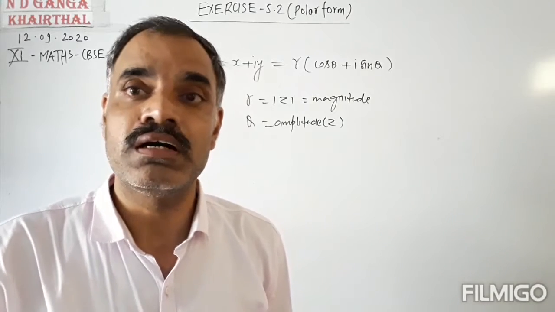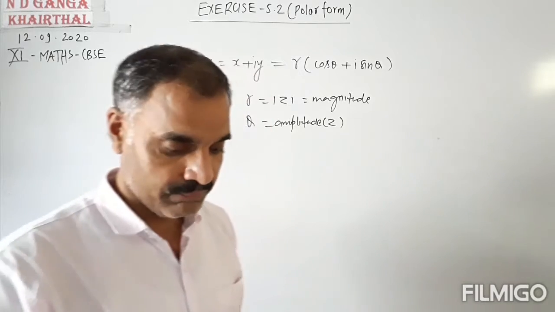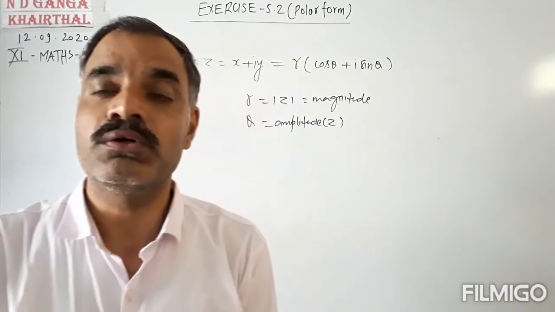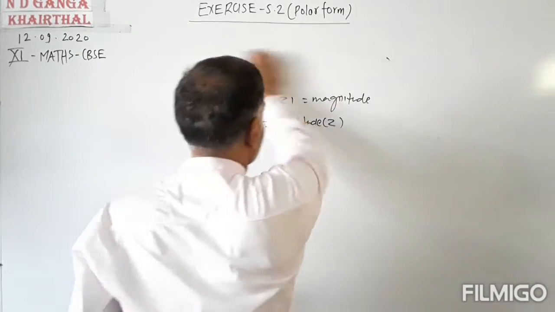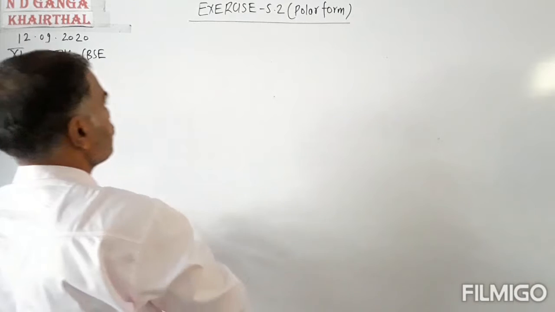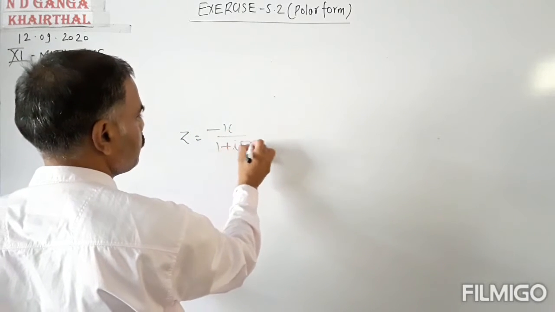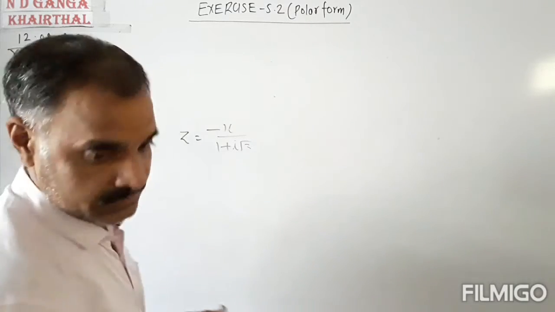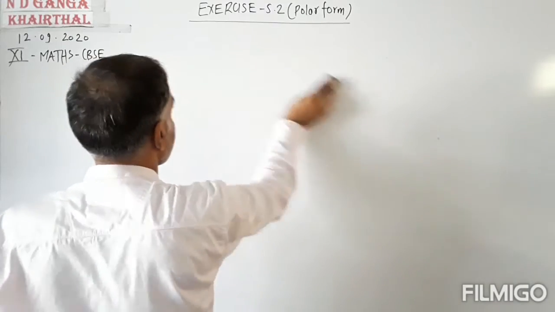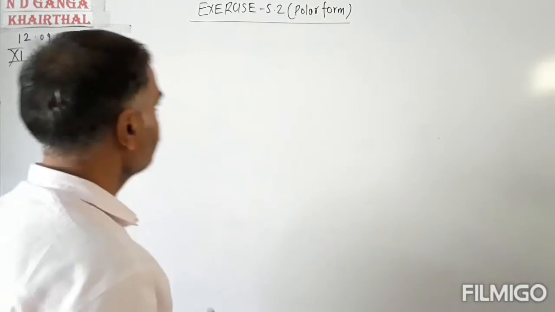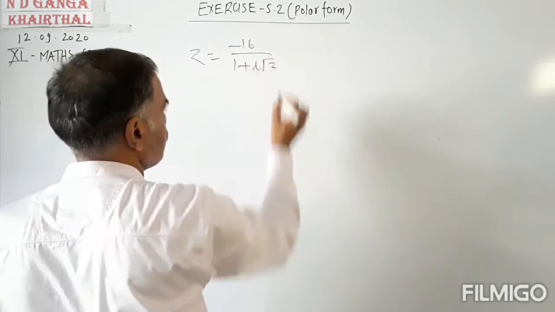So let us start with an example. We are taking the example of exercise 5.2, that is example number 8: minus 16 upon 1 plus iota under root 3. So the given complex number z equals minus 16 upon 1 plus iota under root 3, and we have to find its polar form.